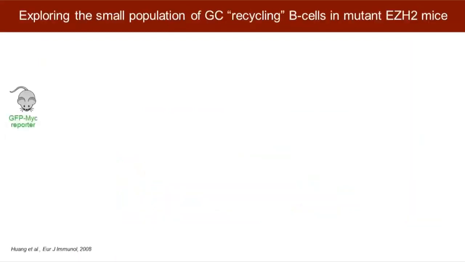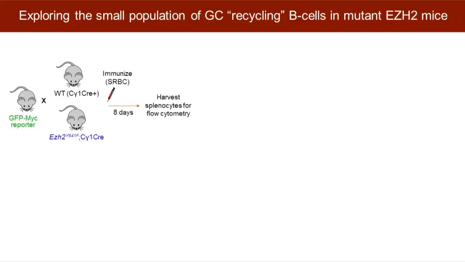The proto-oncogene MYC is shut down in the dark zone, but it's briefly and strongly induced in centrocytes selected for dark zone re-entry. So to identify and track these recycling B cells, we used a MYC-reporter mouse model where the endogenous MYC encodes the GFP-MYC fusion protein. We crossed them with wild-type and mutant EZH2 mice carrying C-gamma1 Cre. We immunized them to allow germinal center formation, and 8 days later, we harvested the splenocytes for flow cytometry.